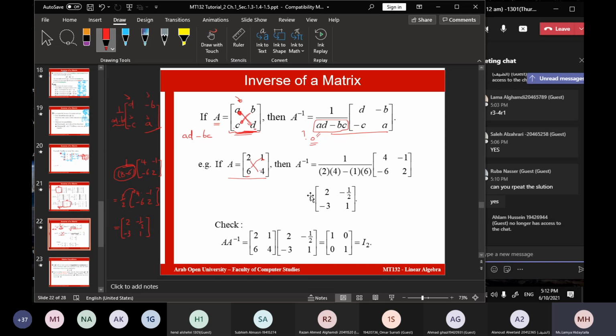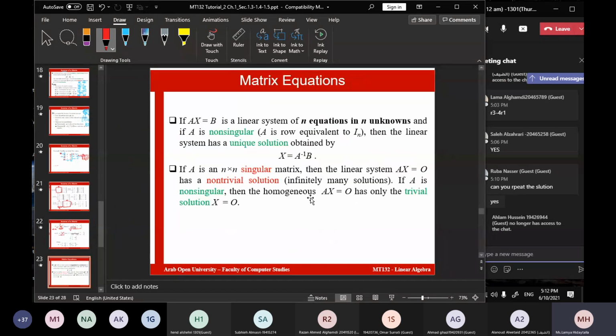Clear? Right. Now, we want to use this property when we are solving.